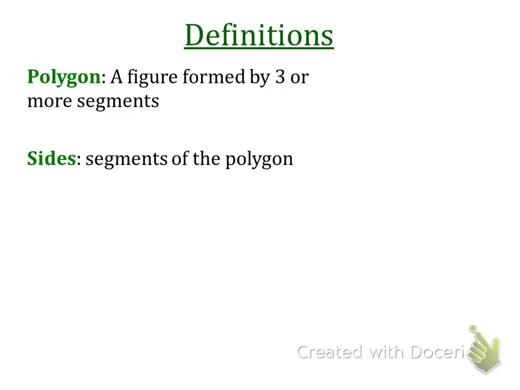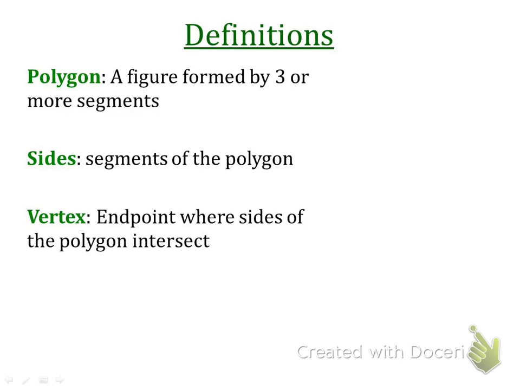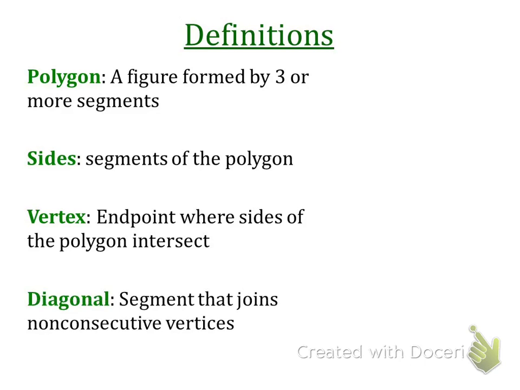When we talk about sides, we're going to talk about the segments of a polygon. So you're going to hear me say sides, I'm talking about the segments of the polygon. When you hear vertex or corner, I might say corner a little bit more in this class, but vertex is also the name. It's the endpoint where sides of the polygon intersect. And then a diagonal is a segment that joins what we call non-consecutive vertices. A diagonal is some sort of segment that goes through a polygon and its endpoints are like 2 corners. So going from a corner to another corner across the room or across the polygon.